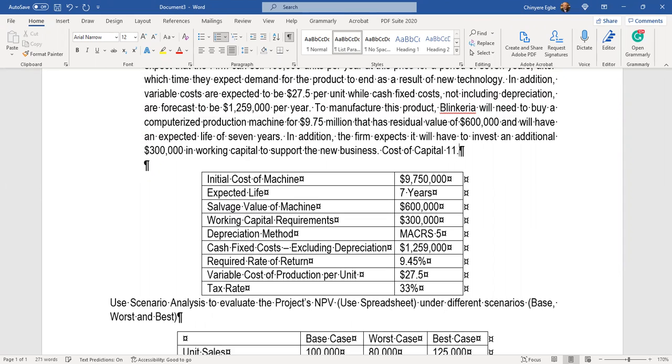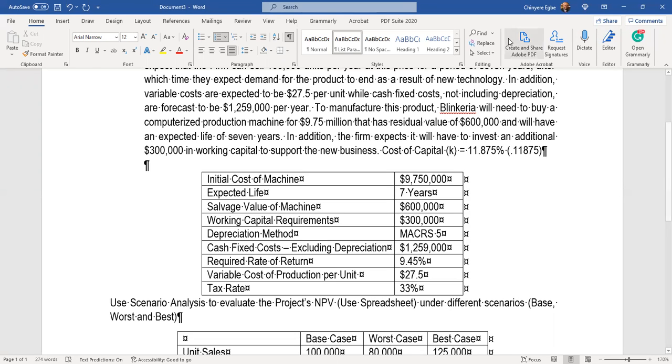So let's say cost of capital is 11.875%. Okay, that is 0.11875. That is the cost of capital. That's what we're going to use, K. All right, so that's what we're going to use.